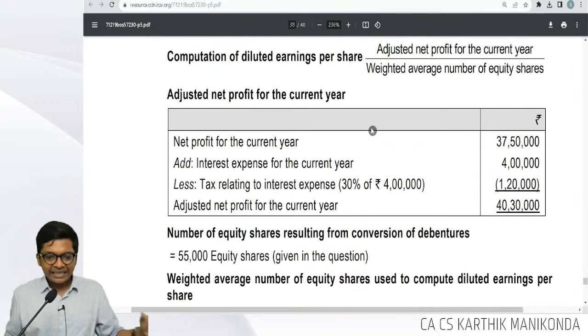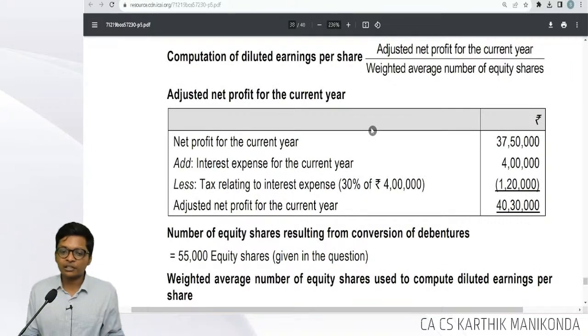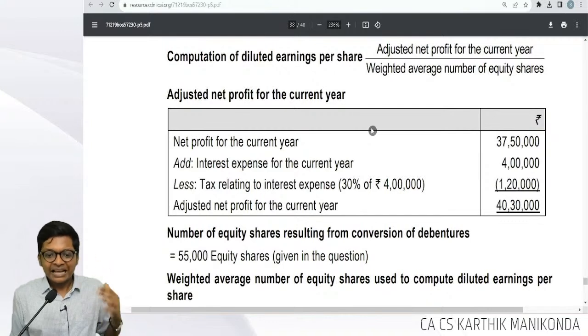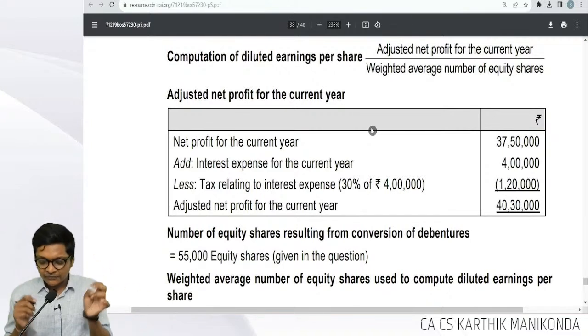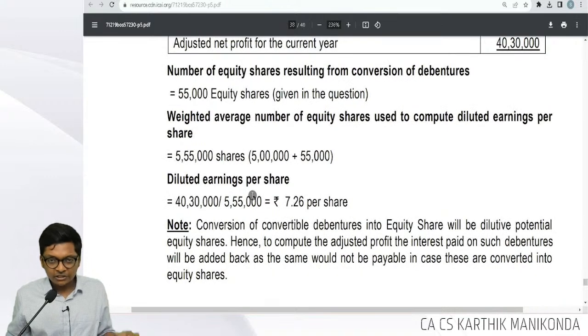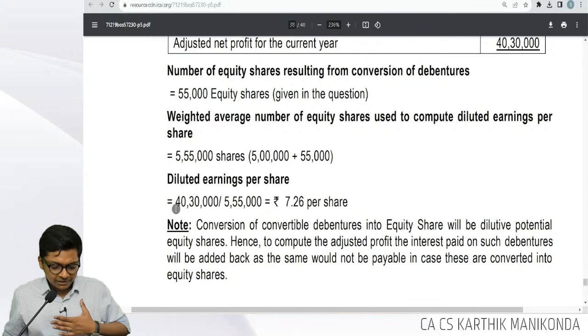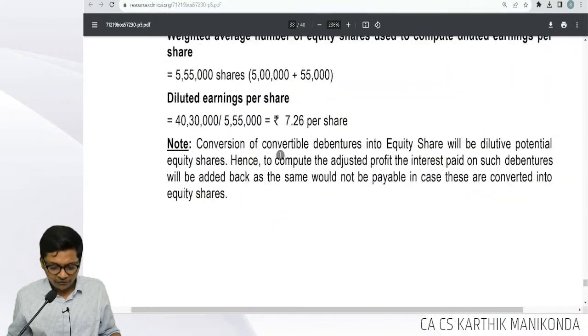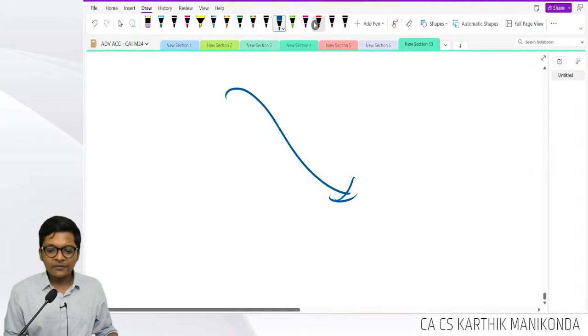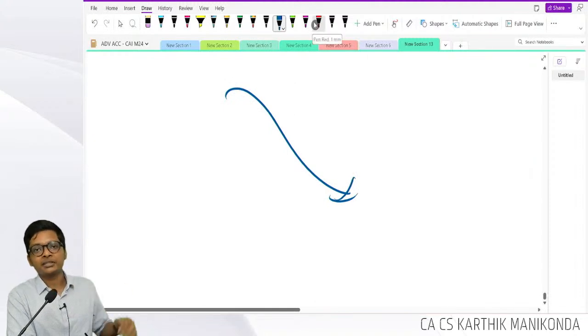If you look at this, existing earnings is 37,50,000. Add interest of current year 4 lakhs. Less tax saved on interest, I told you, 30% into 4 lakhs, minus adjusted net profit. Diluted earnings is 40 lakh 30,000. Number of shares already given is 55. Conversion plus 55,000. So new diluted conversion is 5 lakh 55. Diluted earnings 40 lakh 30 divided by 5.5, 7.26. What is basic EPS? 7.5. Now 7.26. Therefore, EPS is decreasing. Therefore, we will call it diluted EPS.